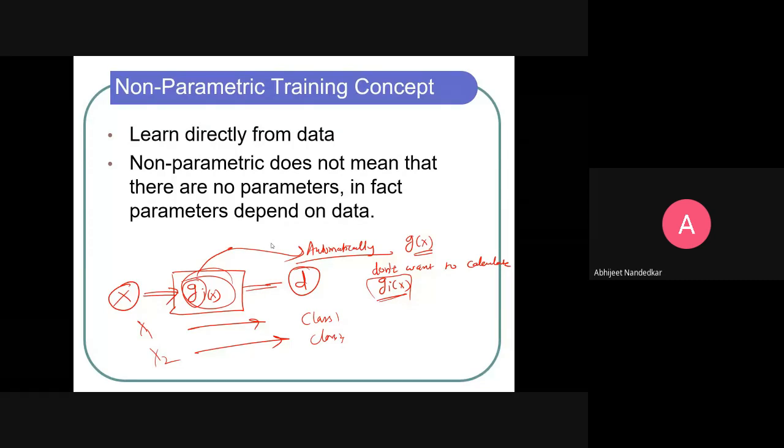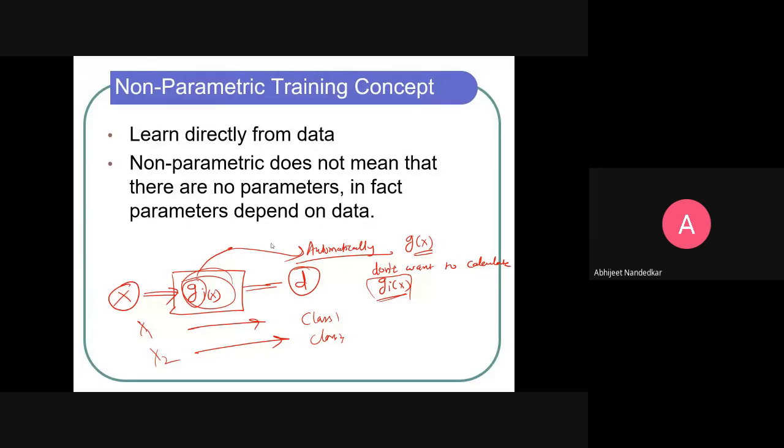And we will do this with the method called the non-parametric training concept. So learn from data directly. That is the concept. Non-parametric doesn't mean that there are no parameters. In fact, the parameters are dependent on data. There are parameters to set, and they are dependent on your data presentation. So it's somewhat misleading, but the name is given in the context of pattern recognition using statistical methods.